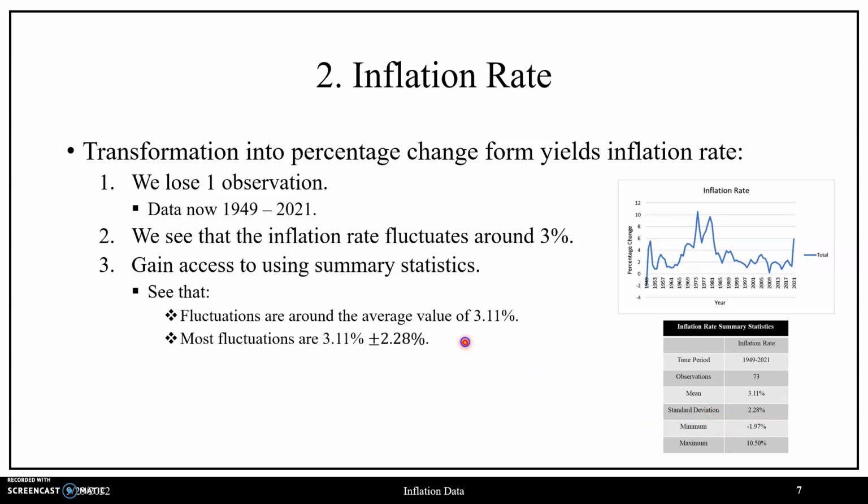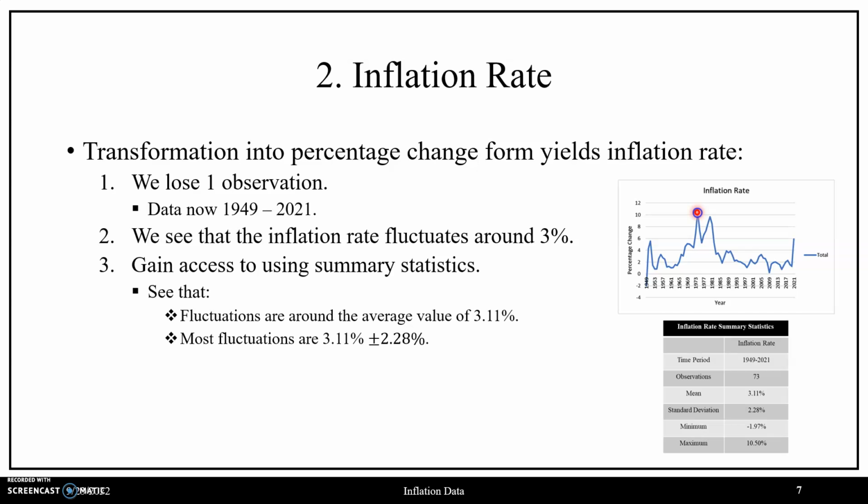And in terms of our goal of price stability, although on average the United States is just shy of it, if we look at one standard deviation in the form of 3.11% minus 2.28 percentage points, we'll be capable of meeting that price stability goal within the United States. And lastly, although most of the fluctuations are captured within this range of 3.11%, give or take 2.28 percentage points, the minimum value is minus 1.97%, which occurs in 1949, and the max value for these oscillations is 10.5%, which occurs around 1973.